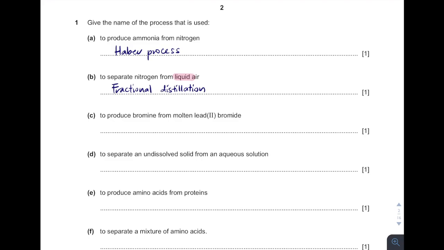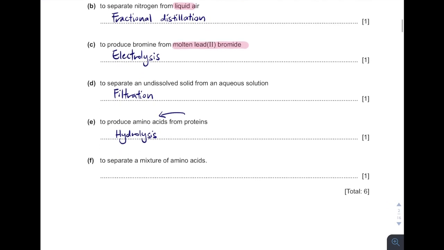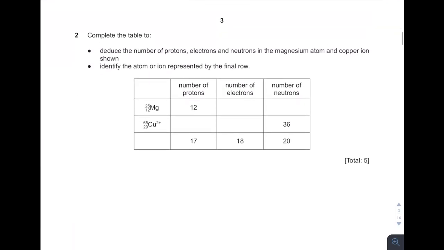Next one, to produce bromine from molten lead bromide. The electrolyte is molten lead bromide, so the process is electrolysis. To separate undissolved solid from aqueous solution: filtration. To produce amino acids from proteins, from polymers back into monomers, it is what we call hydrolysis. Next one, to separate a mixture of amino acids. Remember, for the separation of natural compounds like amino acids and glucose, we use chromatography.